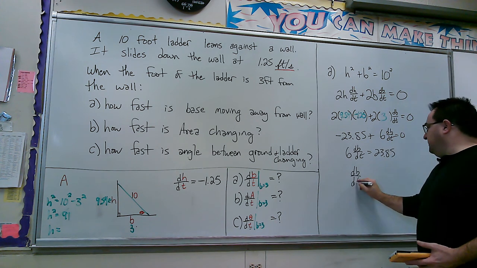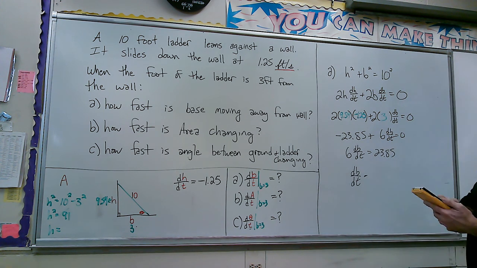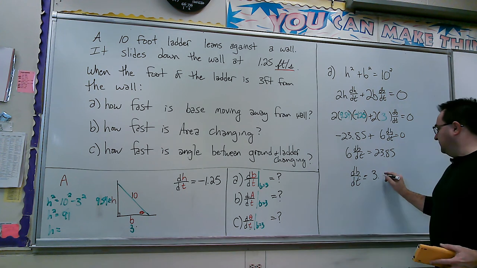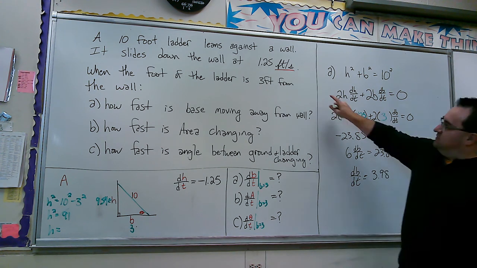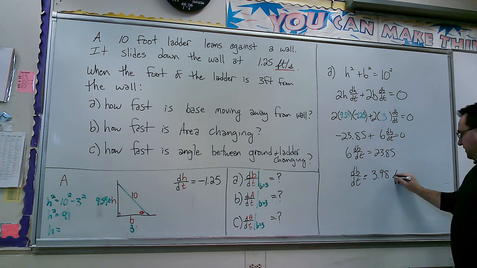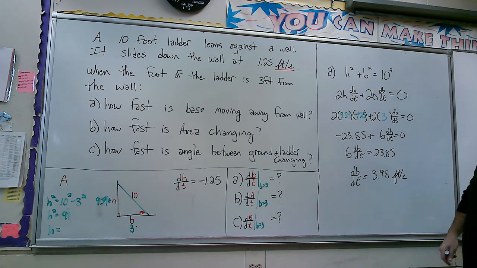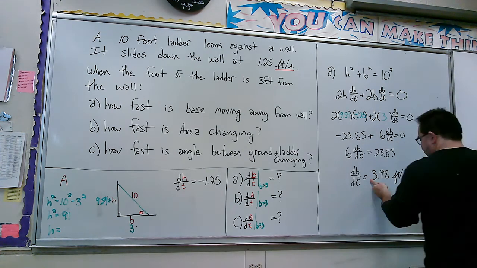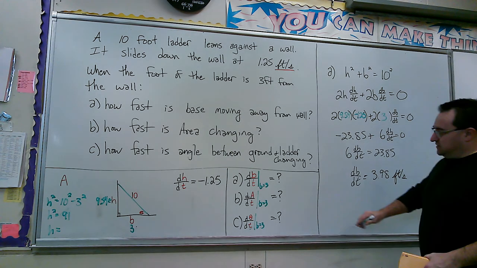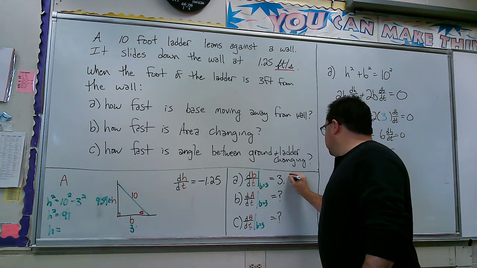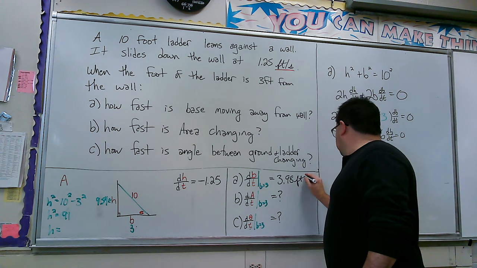So I get dB/dt equals 3.98. The units, feet, right? It's moving away from the wall. I think that'd be feet per second. And it is getting further. The distance is increasing, so that makes sense that it's positive. So we just got our answer to part A. 3.98 feet per second.